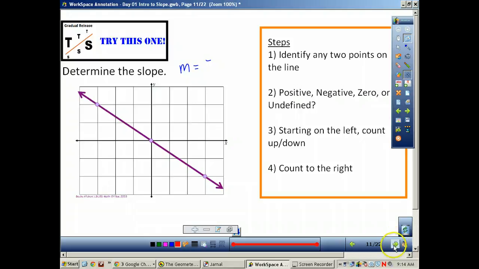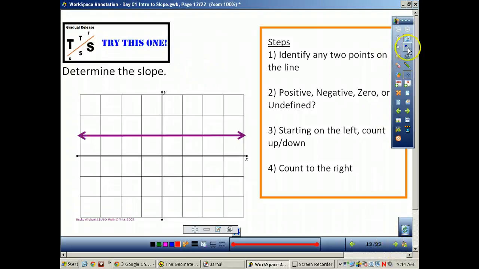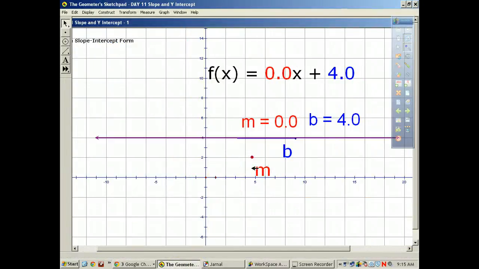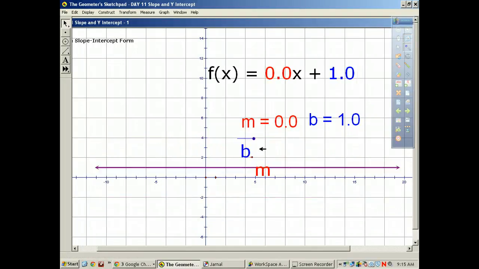All right, good. Here, what about this? What's this slope? Okay, positive 1. Let's look again. What's the slope? Yeah, 0. 0.